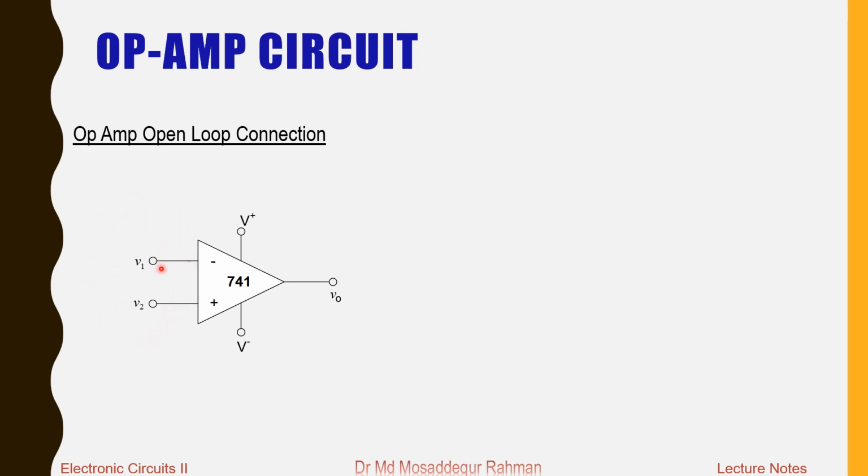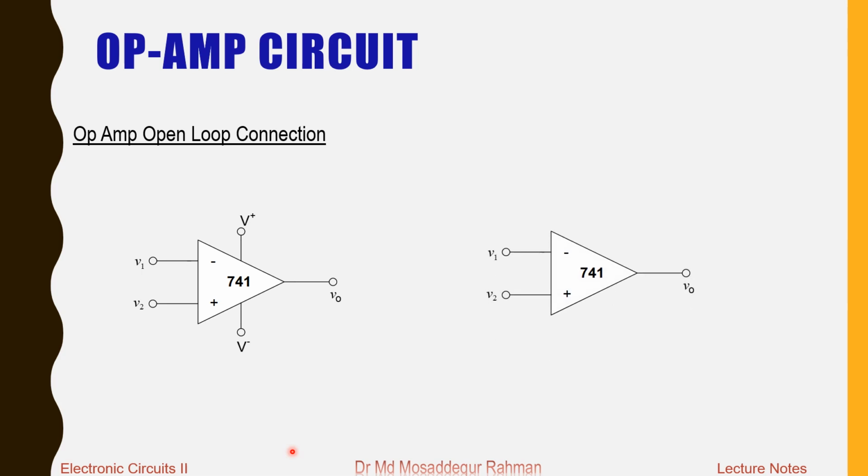You directly apply whatever input you have to these two terminals. This gets connected to the supplies. You take the output from here. So as it is, circuit as it is. This shows the op-amp in open loop connection.